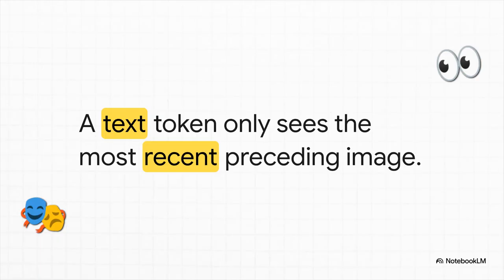And to keep things strictly orderly inside those interleaved prompts, Flamingo uses causal masking. Basically, a text token is mathematically restricted so it only ever sees the image immediately preceding it. So if your prompt is image A, caption A, image B, caption B, the text in caption B absolutely cannot accidentally see image C from the future, and it doesn't get confused by looking all the way back at image A either. It focuses right where it needs to.